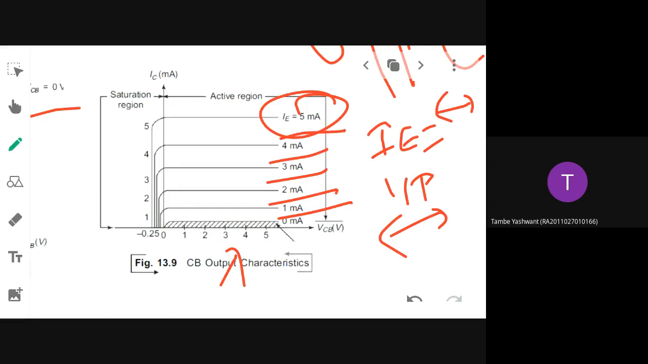So what are the two collector parameter variables? One is voltage, VCB, and the other is current, IC, collector current. So you will vary the output voltage VCB and you will observe IC. Okay. So that is what you are going to do.